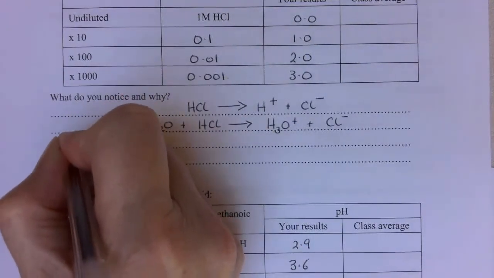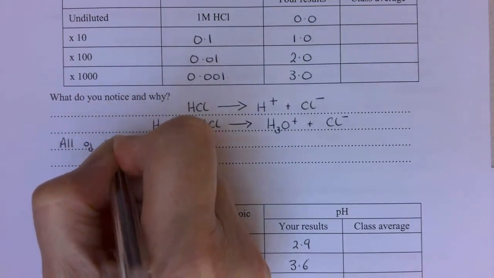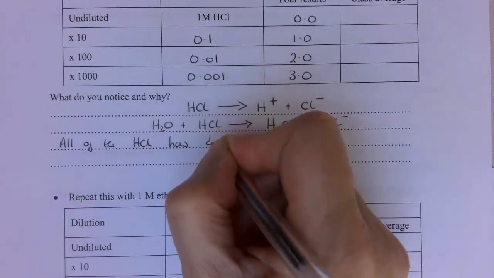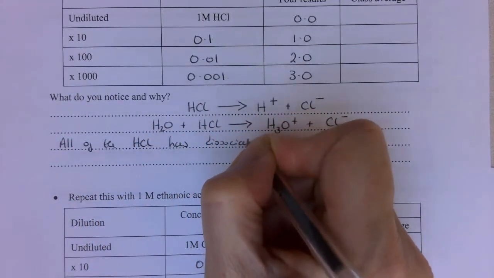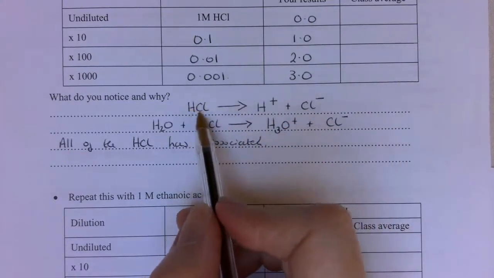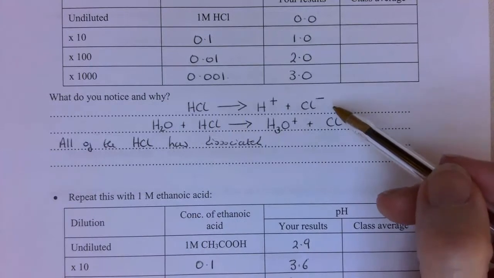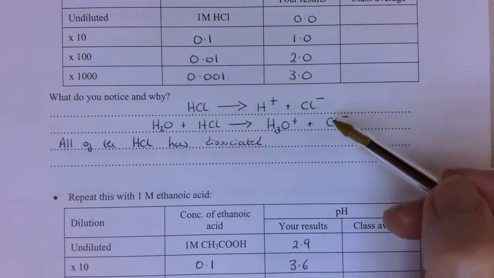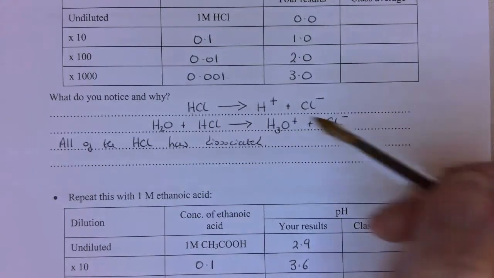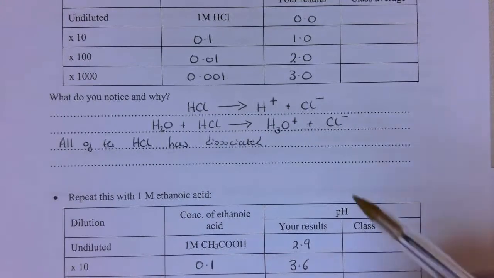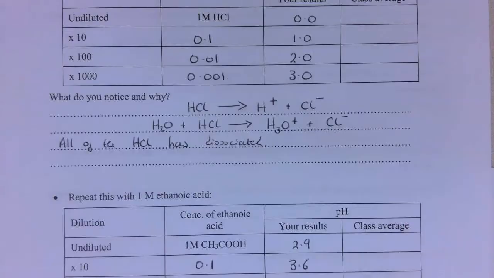So all of the HCl has dissociated. In other words, there is no HCl left. So when you dilute it by a factor of 10, the pH will go up by 1 because there's no reservoir of hydrogen ions left to dissociate. So that's that one. Now we're going to look at a weak acid.